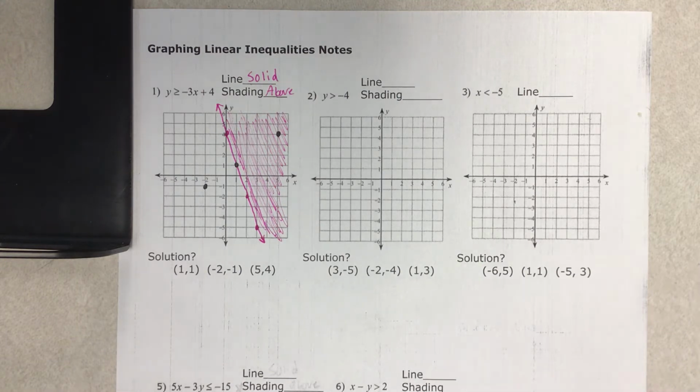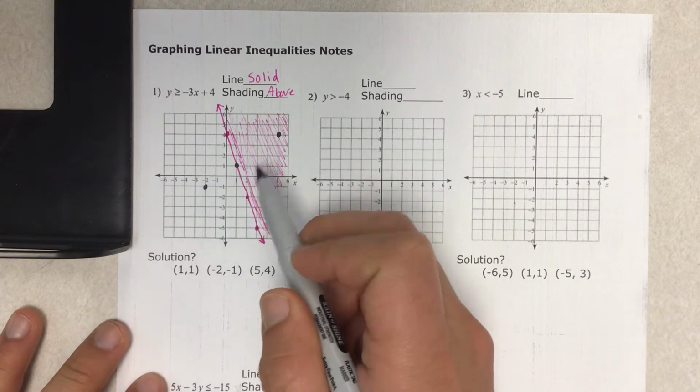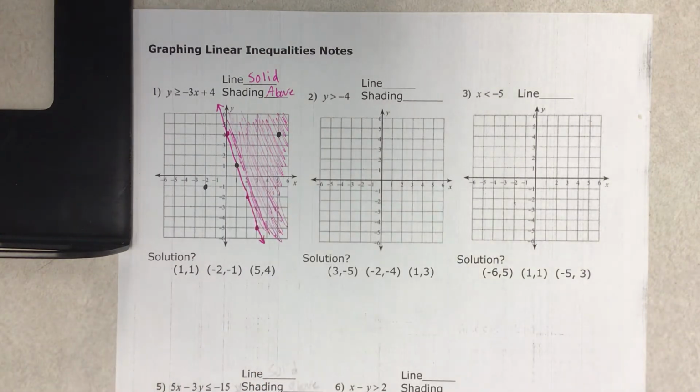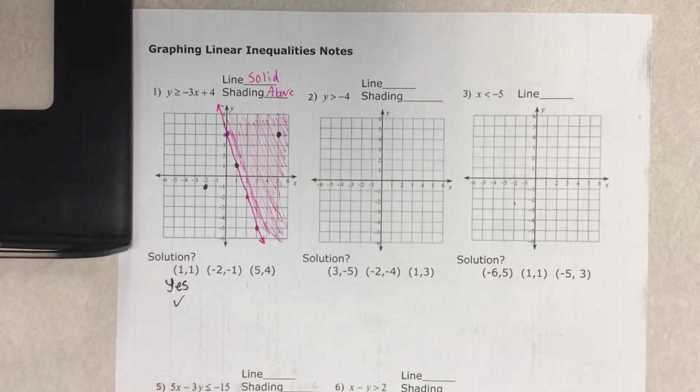So let's look at the point (1, 1). The point (1, 1) is right there. It is on the solid line. And if you recall from the first notes, if a point is on a solid line, that means yes, it is a solution. So (1, 1), yes, it checks out. It's good, okay?